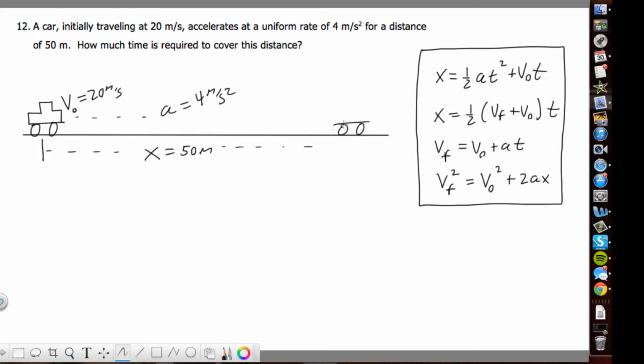And then over here is the final spot. So V final is a question mark. What we're trying to solve for here is the time. The question says, how much time is required to cover this distance?